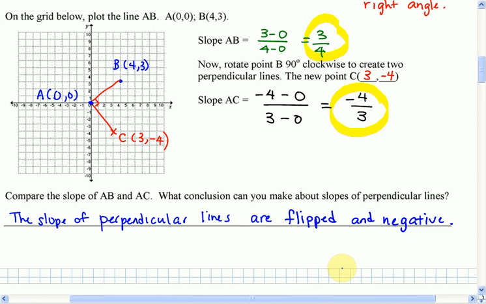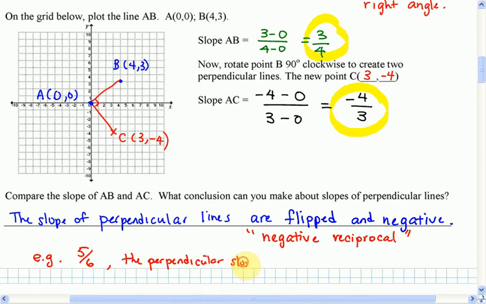Now, I will tell you, flipped and negative doesn't sound too mathy. The math terminology, and you'll hear this quite a bit, is they'll call it negative. They put the negative in front. Now, what's another word for flip that you've learned before? Yes, reciprocal. So to be more mathy, let's use the proper terms: negative reciprocal. As an example, if I gave you the slope of 5 over 6, the perpendicular line slope is? Not just 6 over 5 though. Yes, -6 over 5.